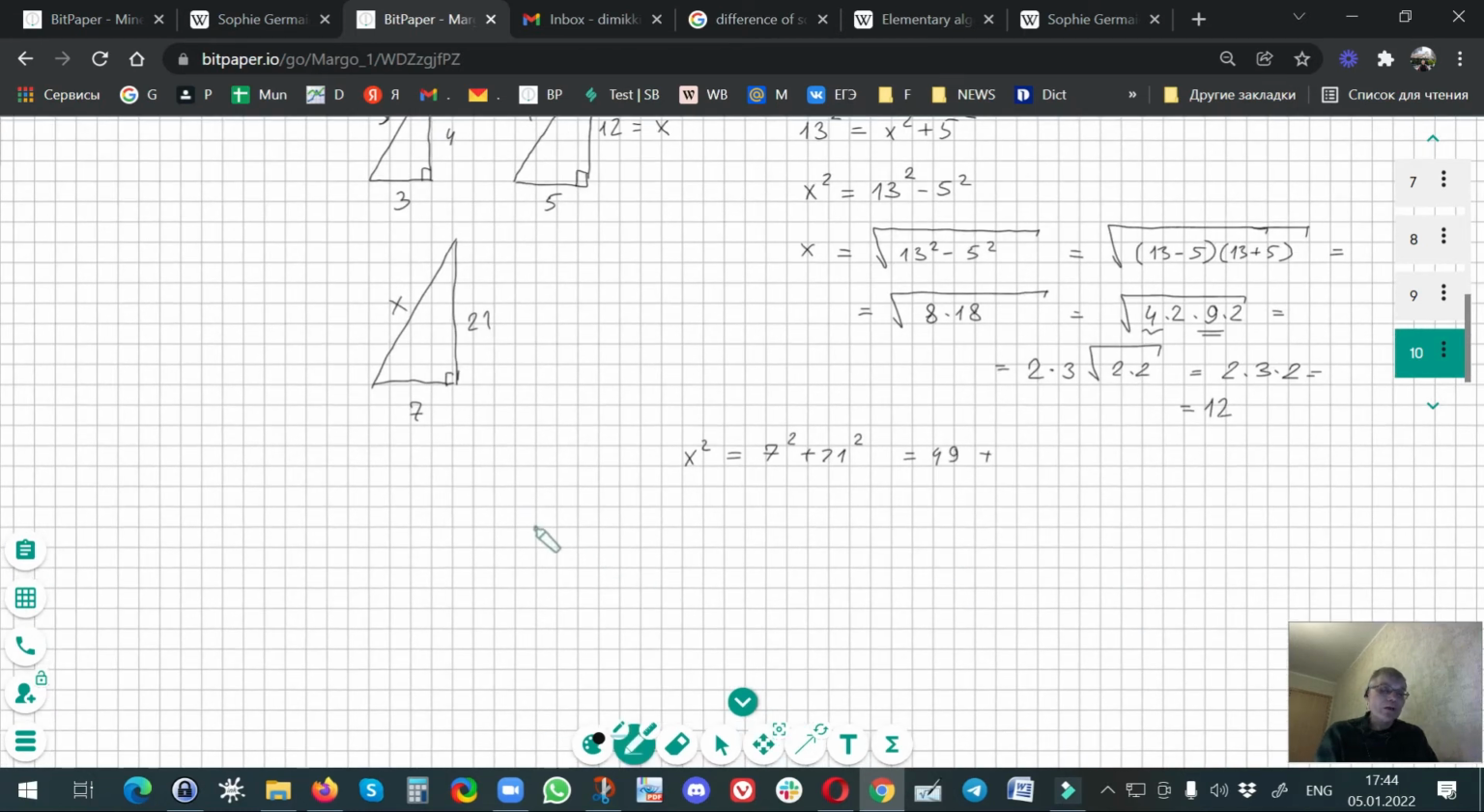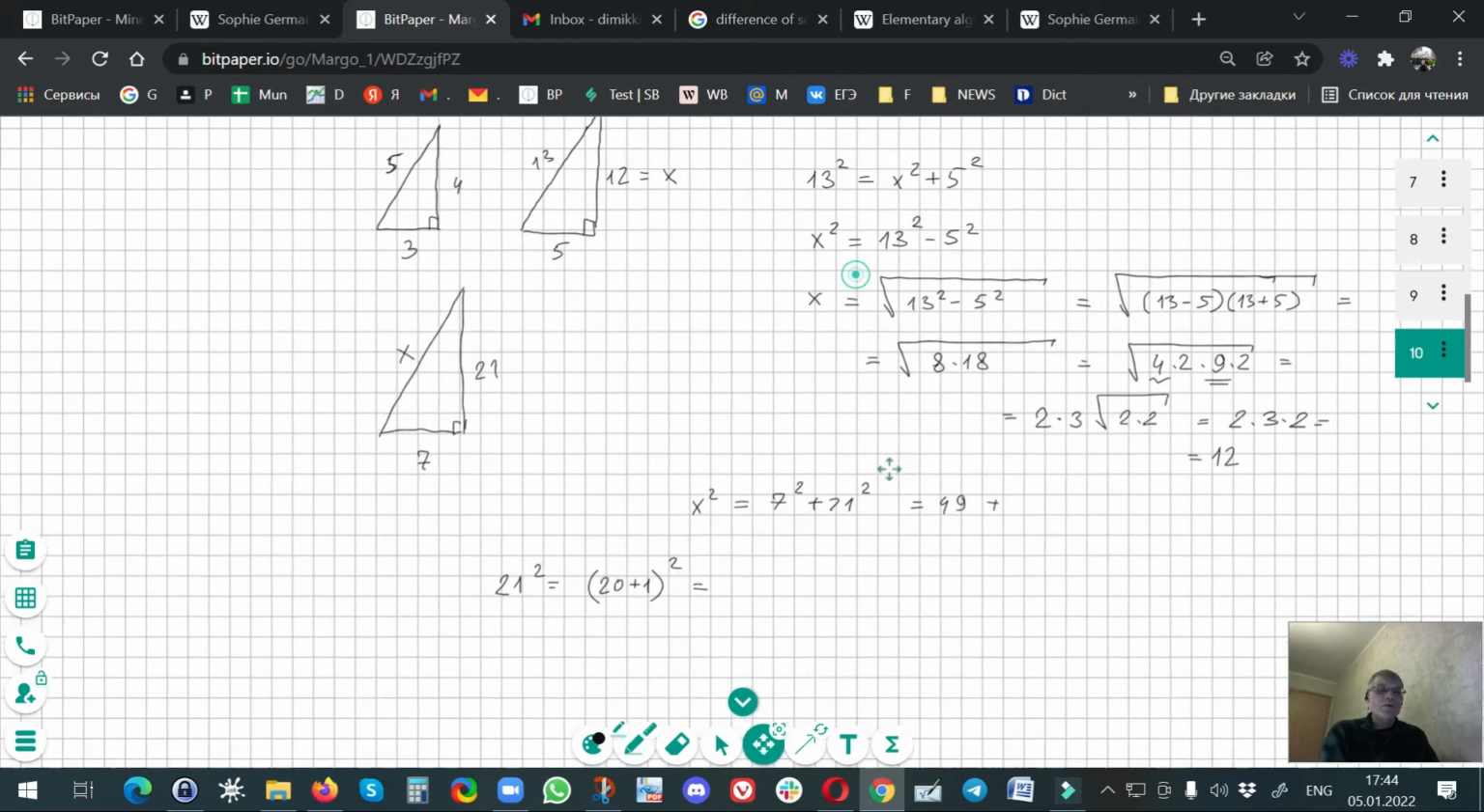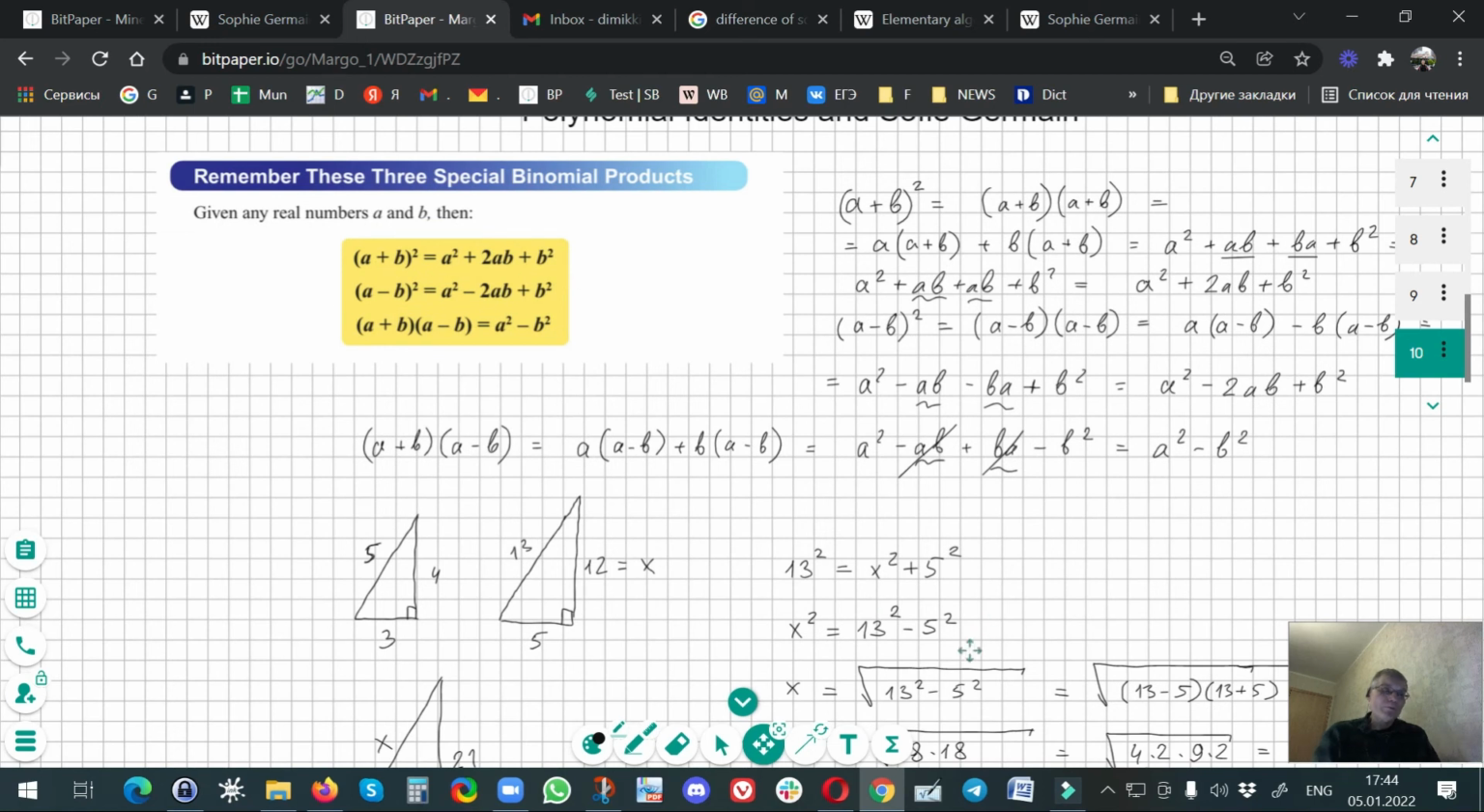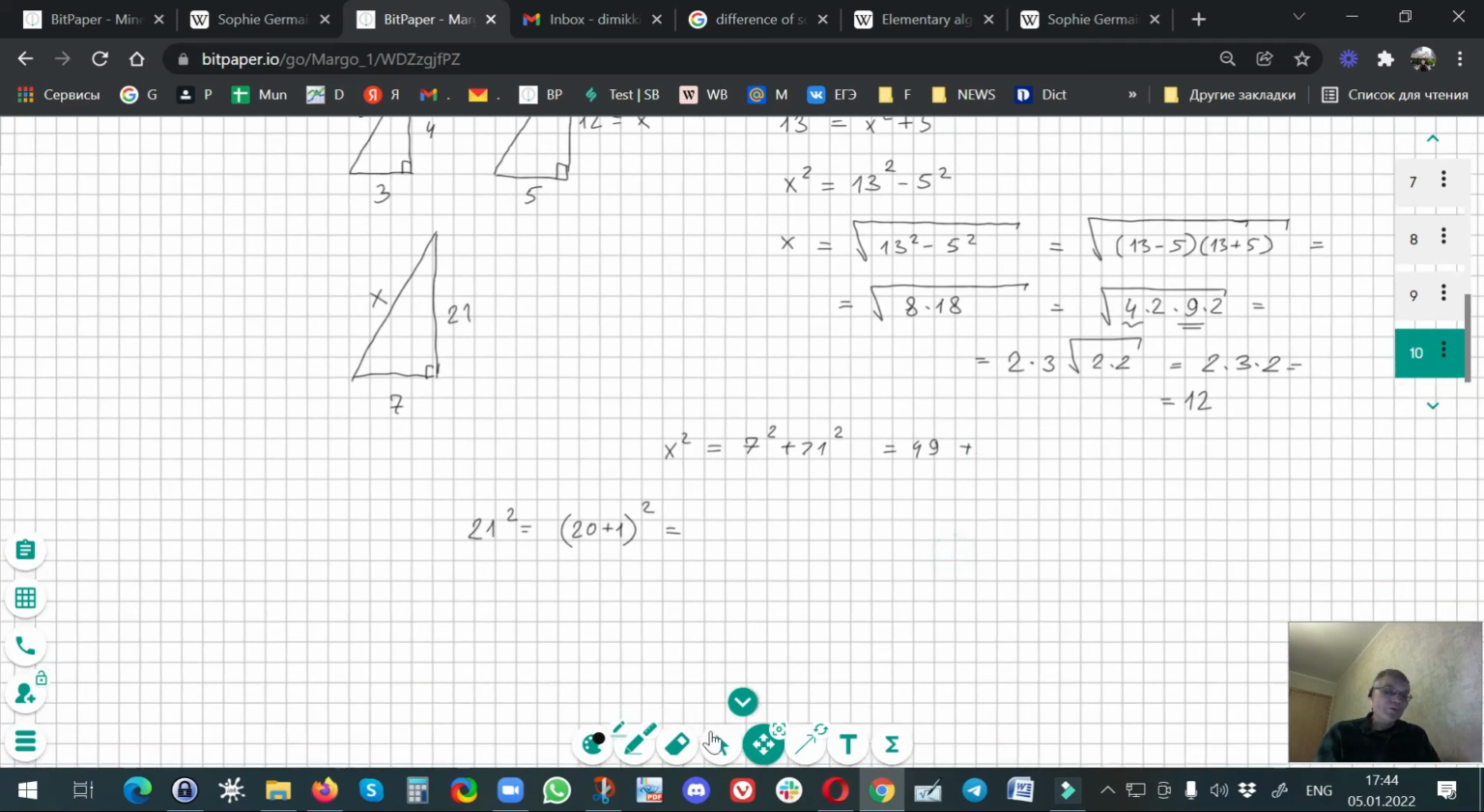Of course, I can always perform long multiplication, but I'll do it differently. I'll write that 21 is 20 plus 1. And then I apply the first formula from the set, a plus b squared. This will simplify things greatly because everything becomes mental arithmetic. Look here for yourself.